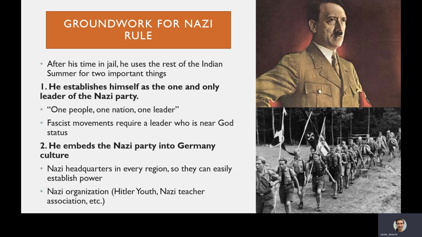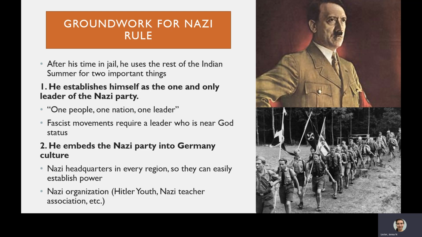Their slogan becomes one people, one nation, one leader. So one people, the German people, one nation, unifying Germany again under German control, one leader, Hitler. That's what the slogan in the poster at the bottom says. And you might see the middle word is Reich, which is German for nation. So if you've ever heard anything referred to as the Third Reich, that's the rise of the Nazi Party. The Third Reich is another way of saying it.